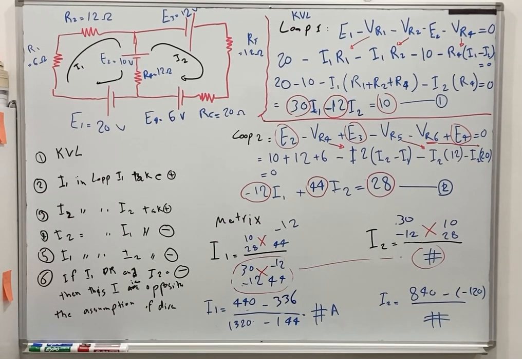And as an example of using this one, maybe he will ask you what's the VR1. So VR1 is in loop 1. So VR1 here is I1 multiplied by R1. So when you get I1 from here, you will multiply it by 6, then you will get the VR1 in voltage.